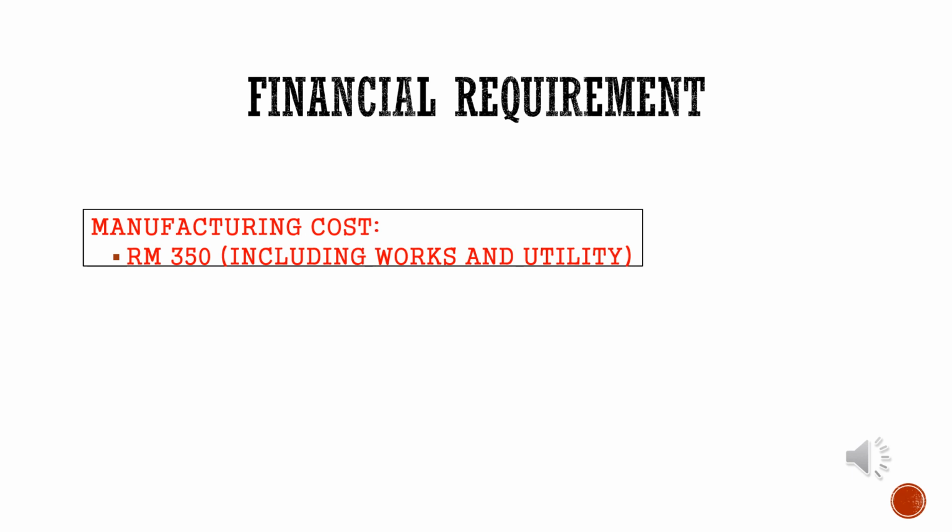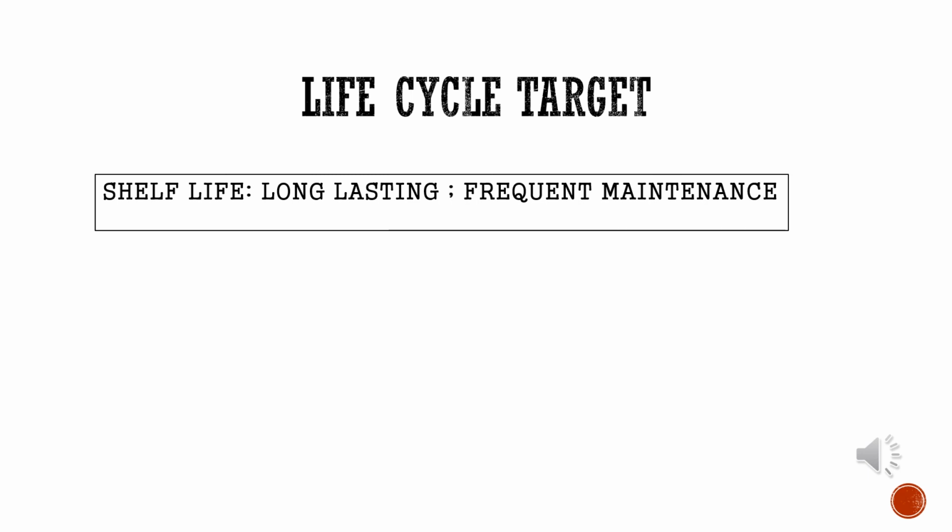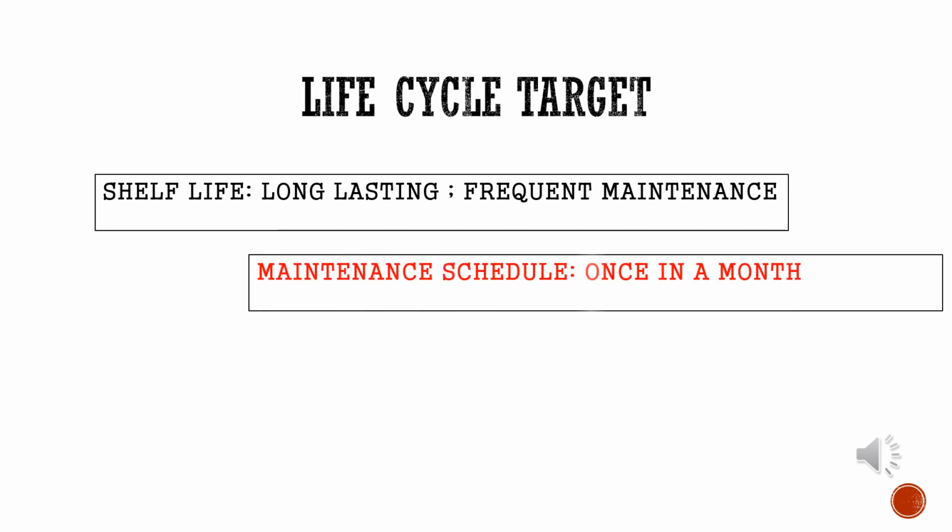Overall process for making this product requires 350 ringgit including all works and utility uses. We are giving 2-month warranty for this product if there is any problem issue. The last part for the product design specification is life cycle target. Our group members have discussed that this product can be long lasting if it is being maintained frequently. It needs to be maintained at least once a month.